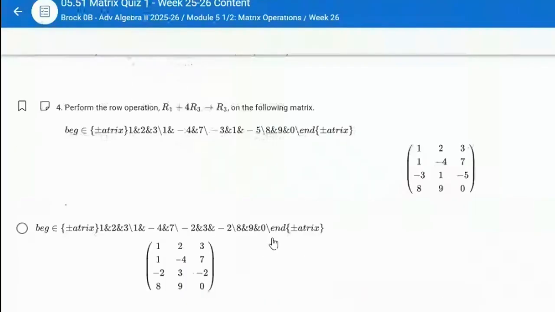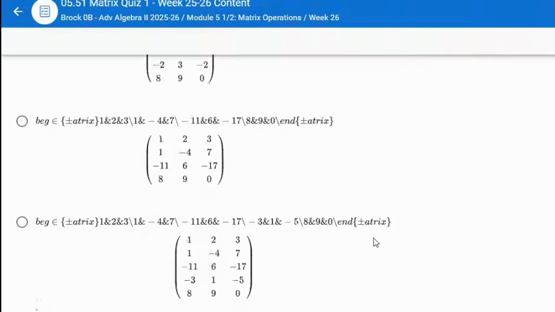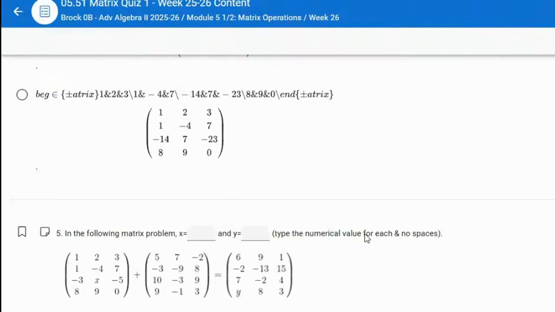Question 4. Do this row operation, which is what we were just looking at on this matrix. And which one of these 4 would that be? And then here's the last one where I said you've got an X and a Y that you have to figure out what numbers they are if we are adding these 2 matrices together.